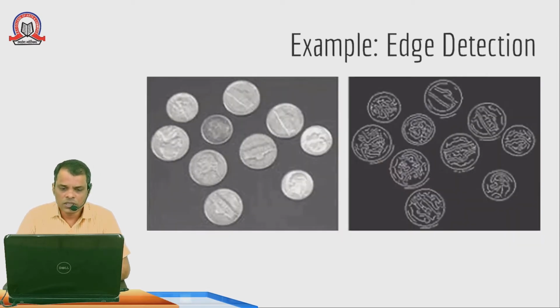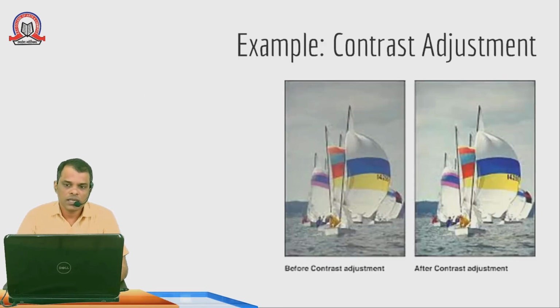Edge detection. Here, if you are seeing, there are some coins, and in the second image their edges are detected. Fine. So this is also image processing. Then the third thing is contrast adjustment. The first is before contrast adjustment, and in the second image the contrast is adjusted. If you see, the first image looks darker and the second image is a little brighter.